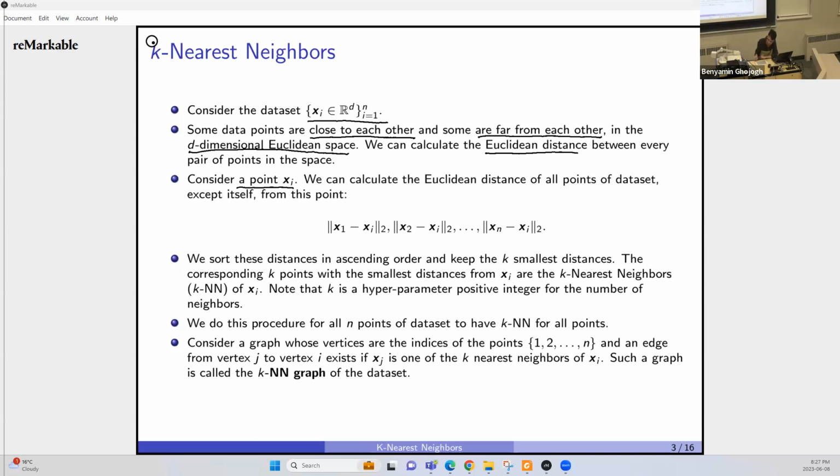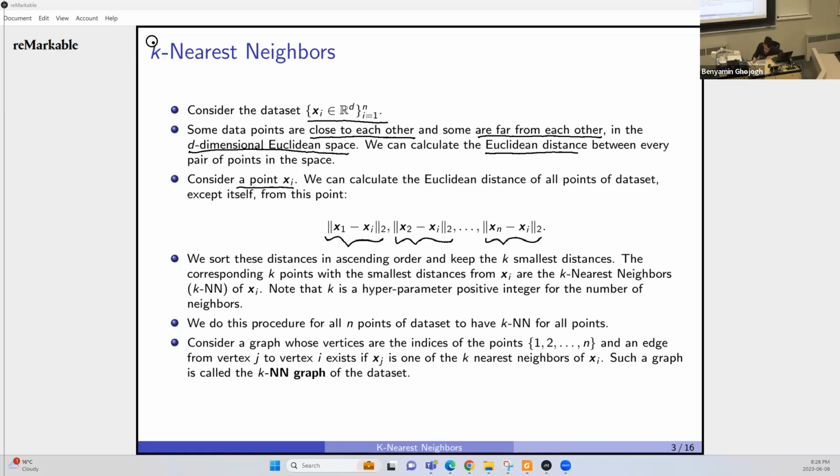We can calculate the Euclidean distance of all points of the data set except itself from this point. Do you agree? So what is this? The distance of x1 and xi. The L2 norm of x1 minus xi is the Euclidean distance between x1 and xi. This is the Euclidean distance between x2 and xi. This is the Euclidean distance between xn and xi.